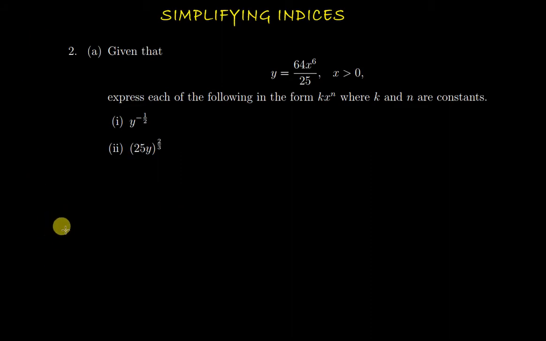So the question is: given that y is equal to that, where x is greater than 0, express each of the following in the form k x to the power n, where k and n are constants. So this one is straightforward. We just need to replace where there is y in this expression. We replace with that part.